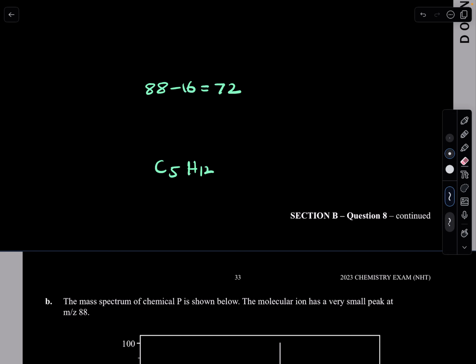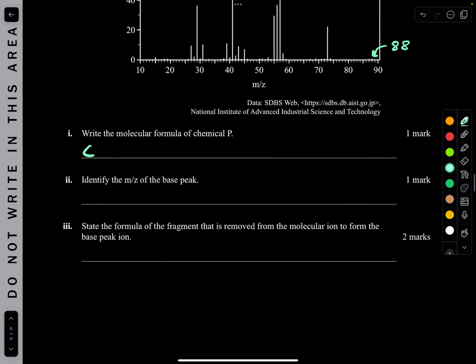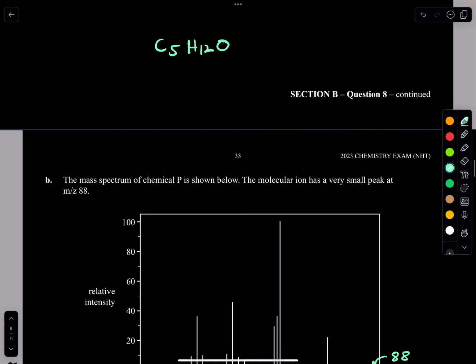So now that actually gives me 72. So put that oxygen back. This is our molecular formula. I just want to double check it again. So 5 times 12 plus 12 plus 16. Yes, 88. Beautiful. That is our molecular formula. So C5H12O. Done. Nice and easy. Let's go to the next part.